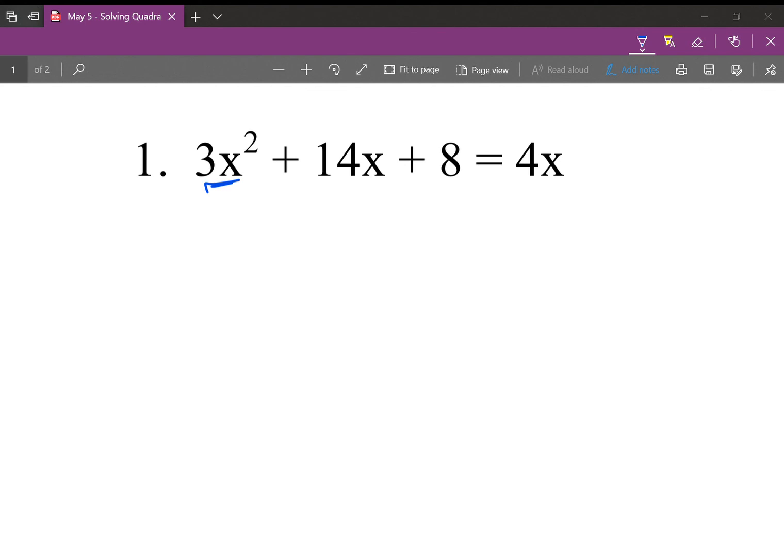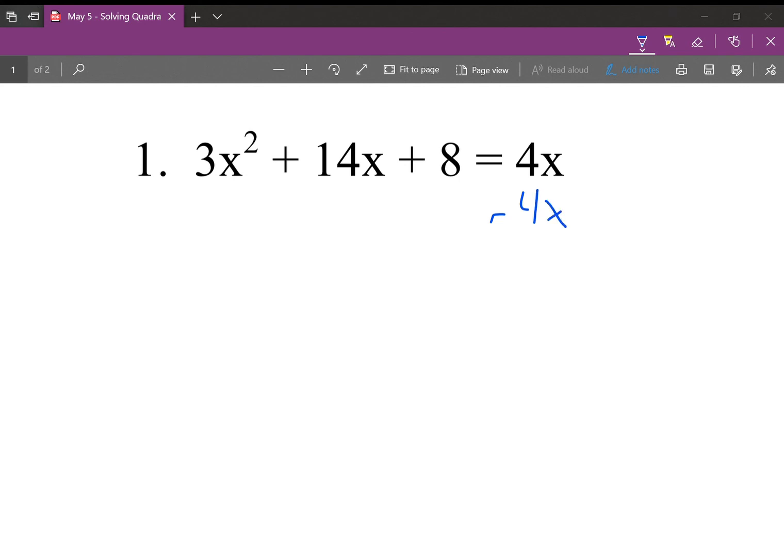So we would like to factor this and then use our zero product property. The problem is it's not equal to zero. Right now it's equal to 4x. So what I need to do is get rid of that. Now we know how to do that. It's not really a big deal at all. Since it's positive 4x, the way we're going to get rid of it is by subtracting it, negative 4x.